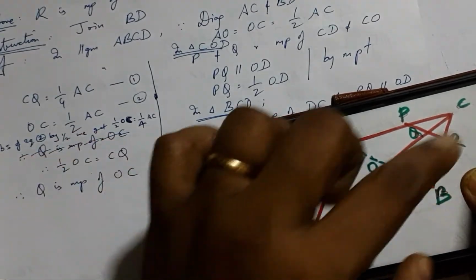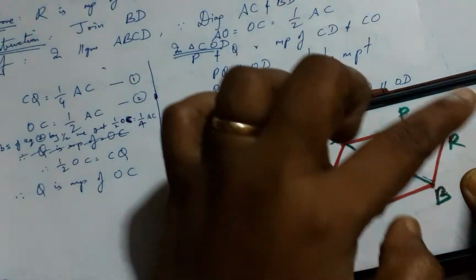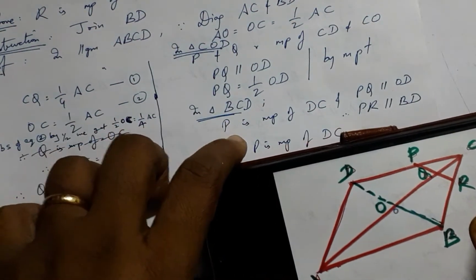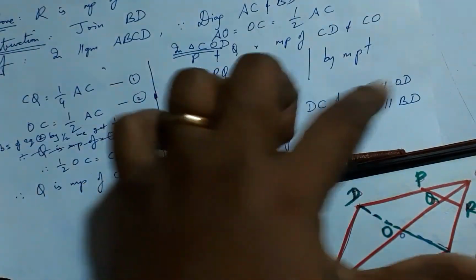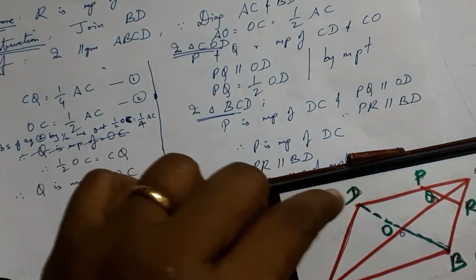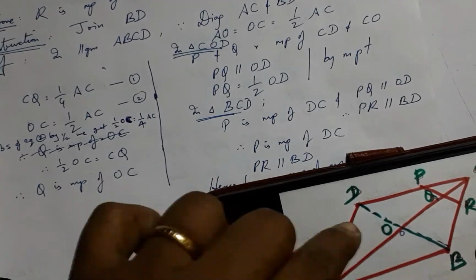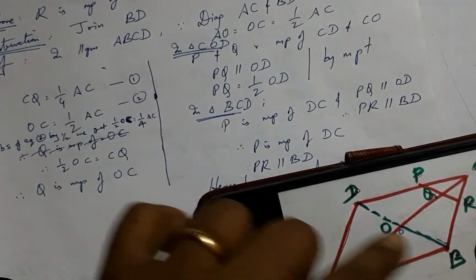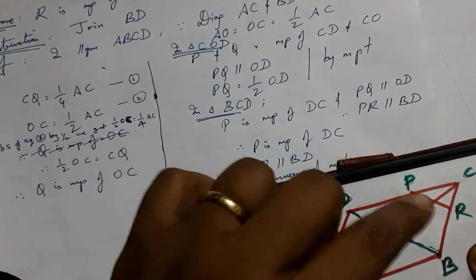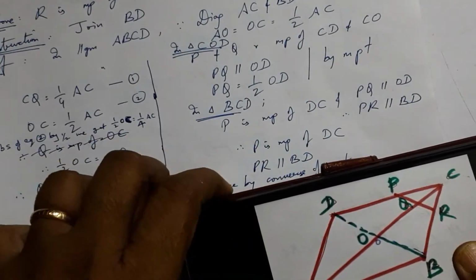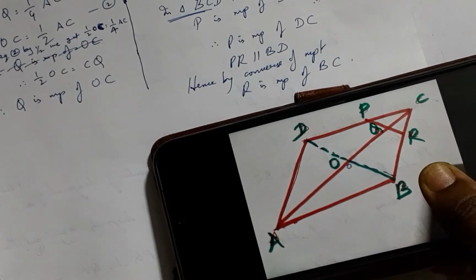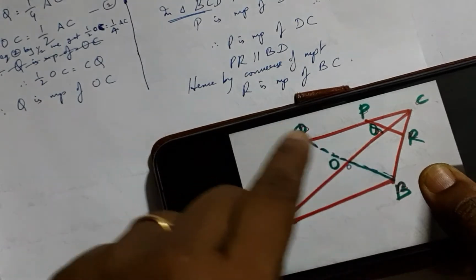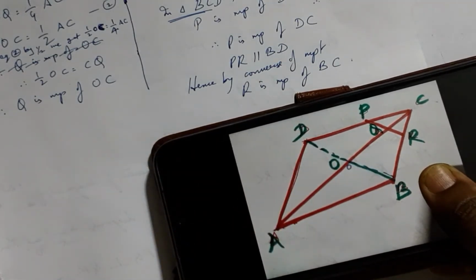And similarly in triangle BCD we have P as midpoint of DC, and since PQ is parallel to OD, PR is also parallel to BD. That is how we can conclude that R will also be midpoint of BC, and therefore we arrive at this conclusion that PR is parallel to BD and R is midpoint of BC.